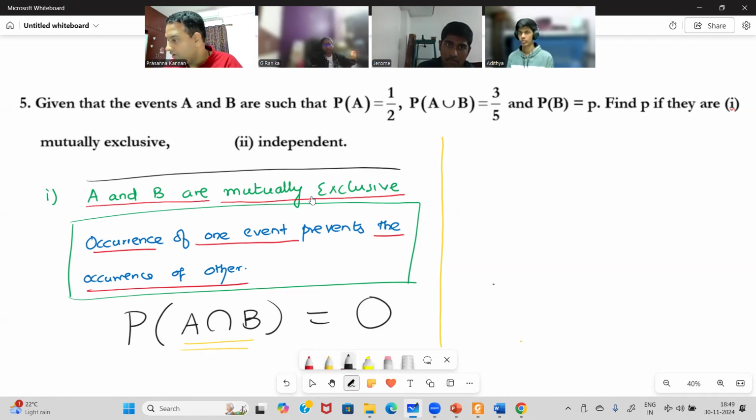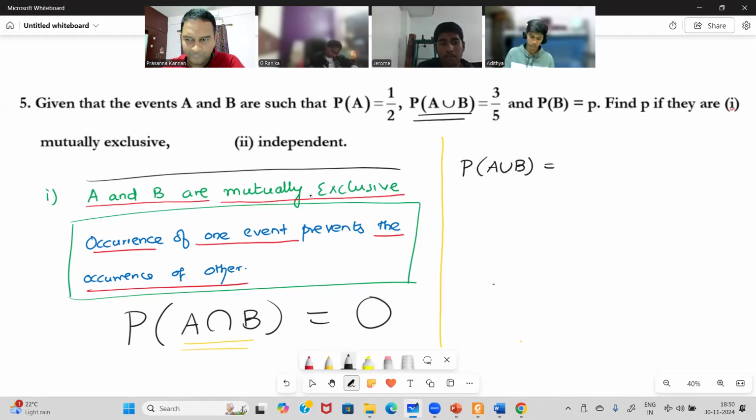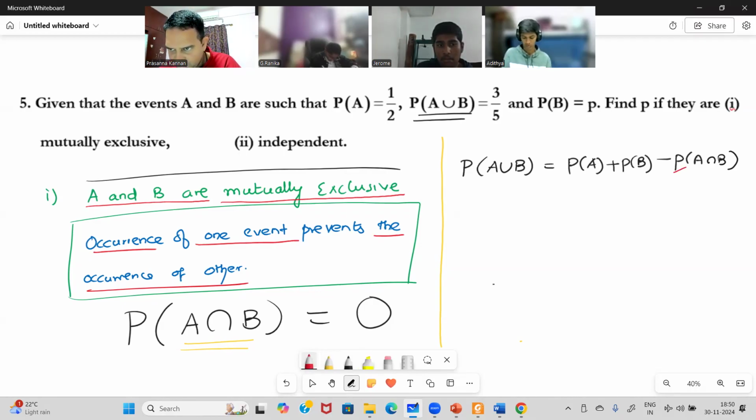Okay. Now, we have P of A union B, right? Can you tell me the formula for P of A union B? Yes, Jerome? P of A plus P of B minus P of A intersection B. Correct. But because the two events are mutually exclusive, what will happen to the third term, Jerome? It becomes 0, sir. Very good. So you will have only P of A union B as P of A plus P of B.